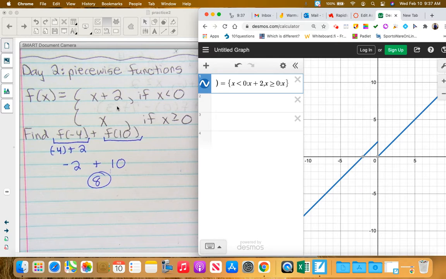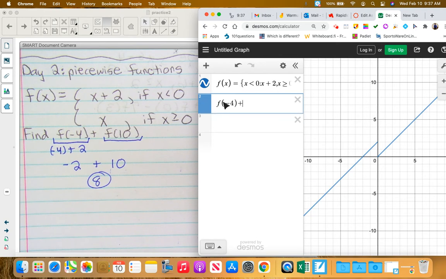Just make sure you understand how we're taking substitutions and trying to figure out which section of the graph it goes into. Of course, once you have typed it into Desmos correctly, making sure you have your braces, colons, and commas, you can just type in f of -4 plus f of 10. And notice we got 8. All right, so there's nothing wrong with trying to solve it algebraically or trying to type it into Desmos. They're both going to give us the same answer. So we're going to go through and try a couple more and see how we do there.